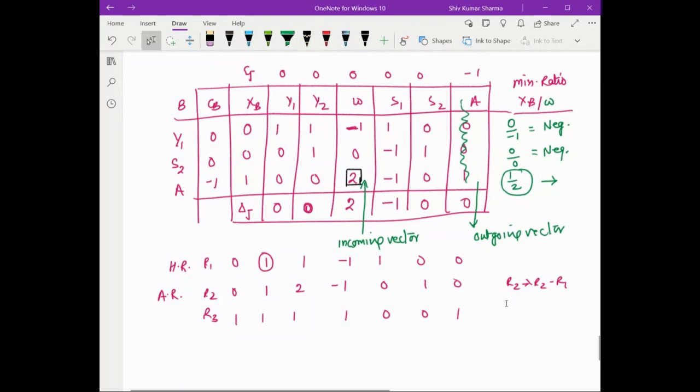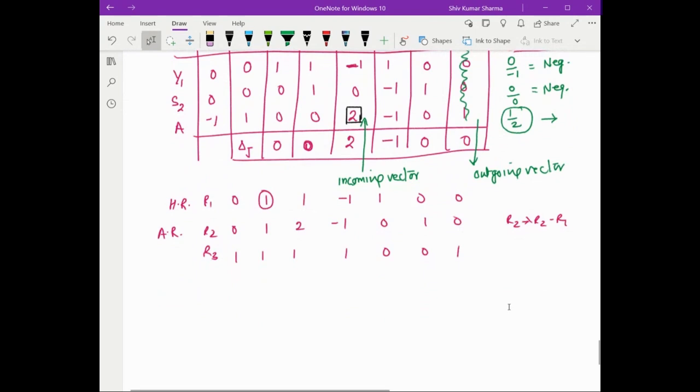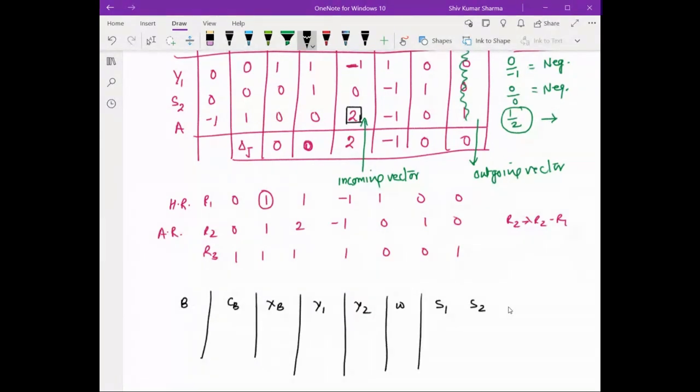So now we make the table with B, CB, XB, Y1, Y2, omega, S1, S2, no need to write A. When the artificial variable is removed from the table, that means our phase first is completed. So we use the phase second.